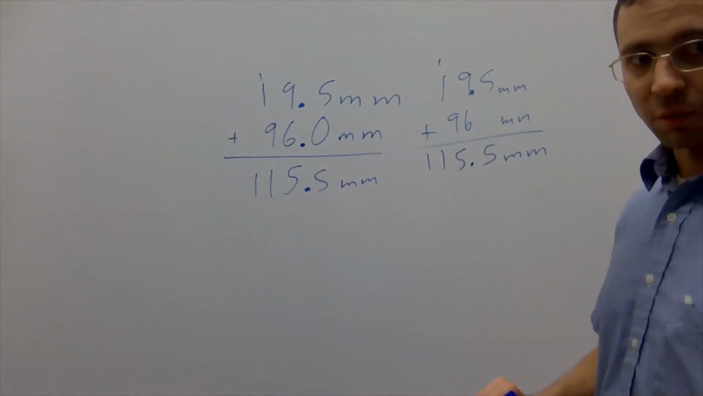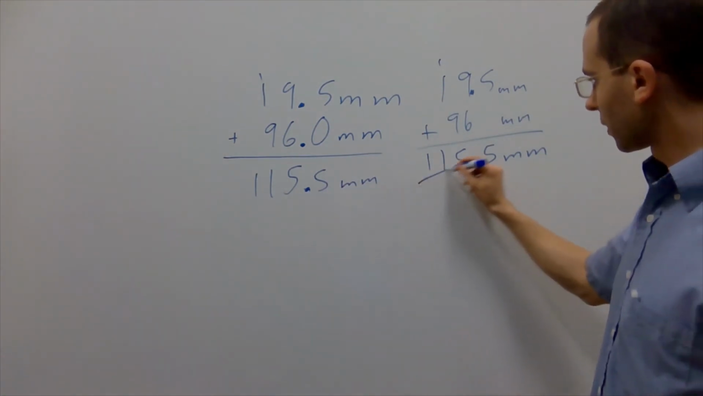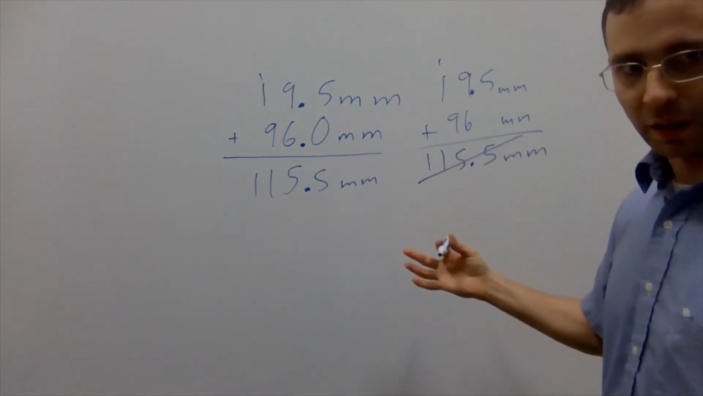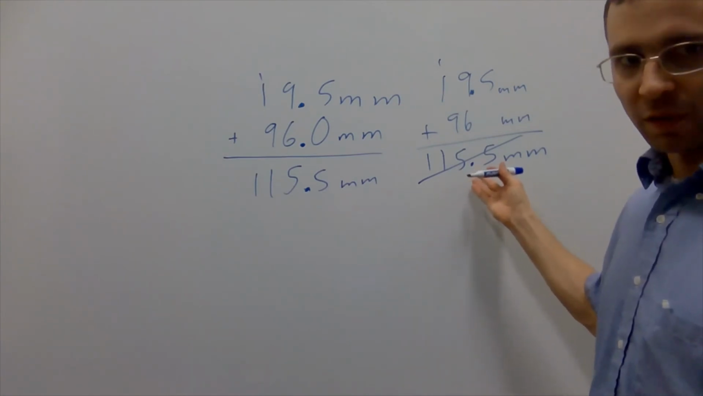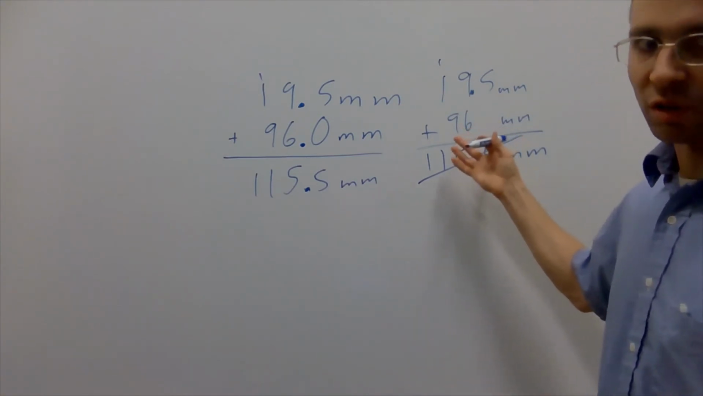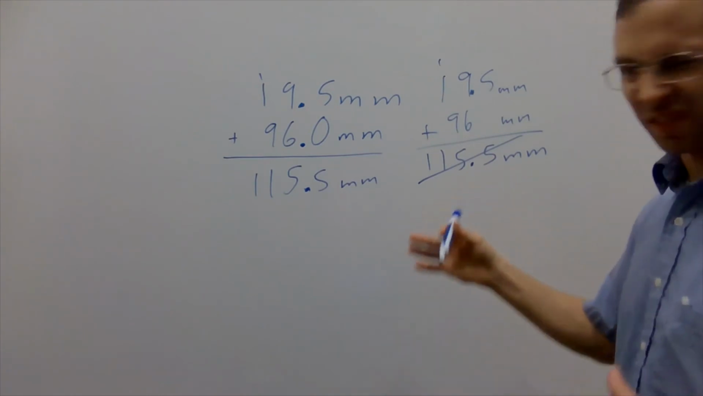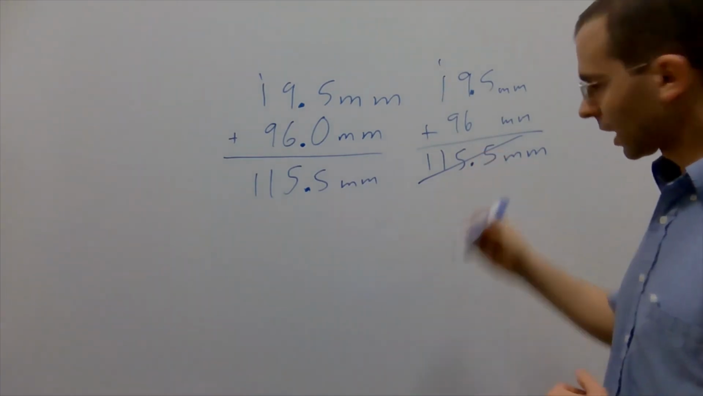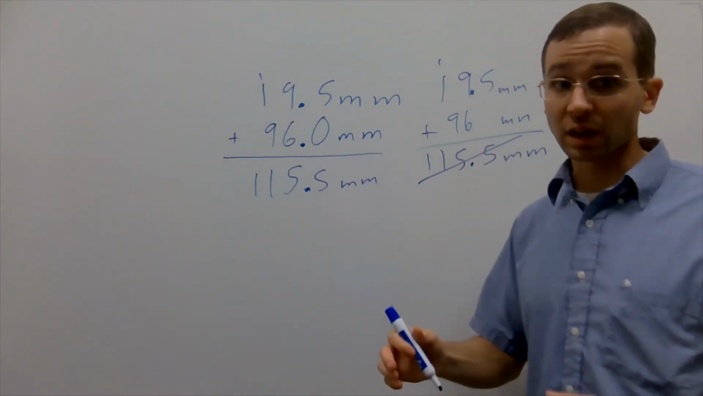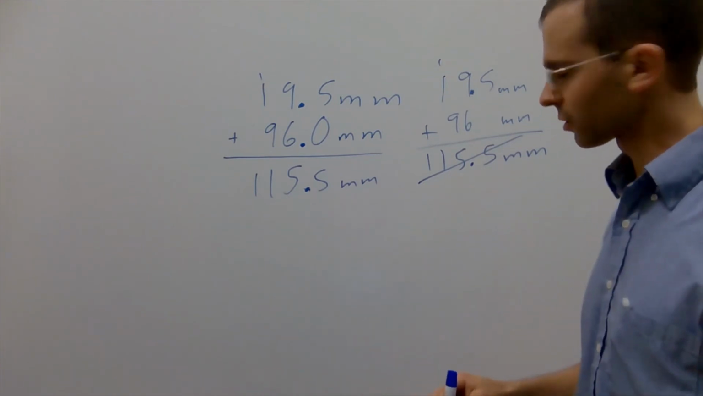My preference when I round such answers is I like to draw a line through it and then give my rounded final answer. That allows me to keep the more precise result of my calculations. Even if it's not something I can actually report, I can keep it here and have it on hand for, say, if I need to do further calculations.